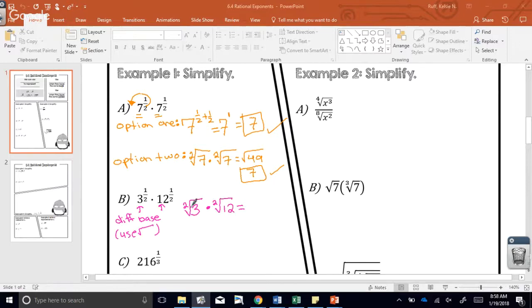When the index matches, we can multiply this. So this becomes the square root of 3 times 12, which gives me the square root of 36, because we know that the square root of 36 is just 6.